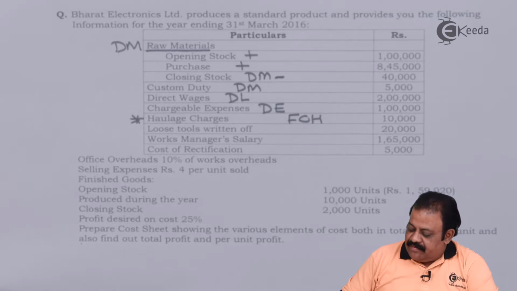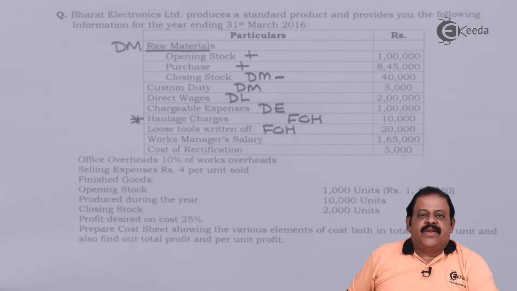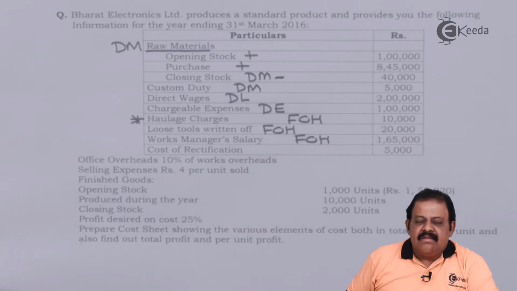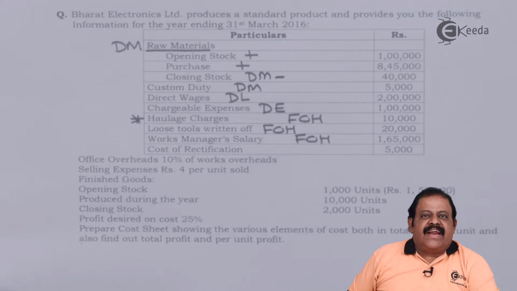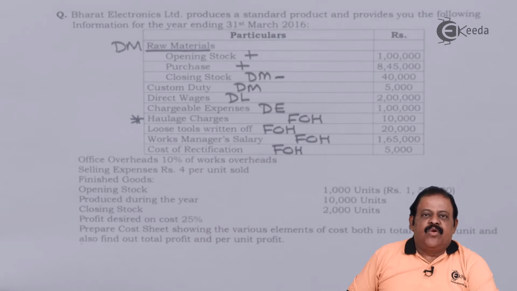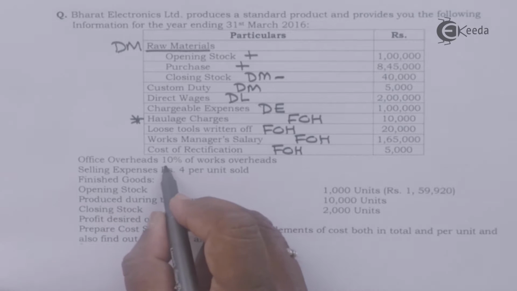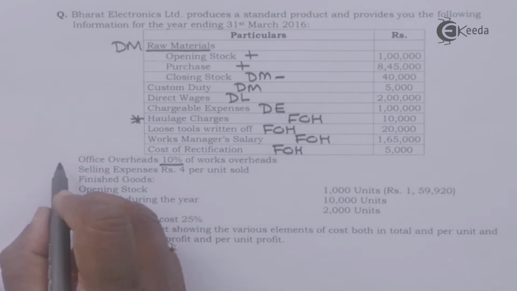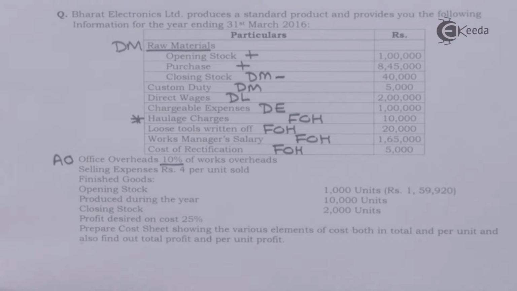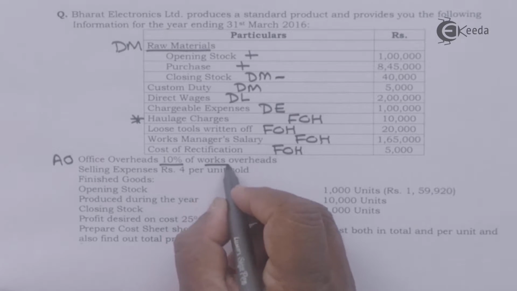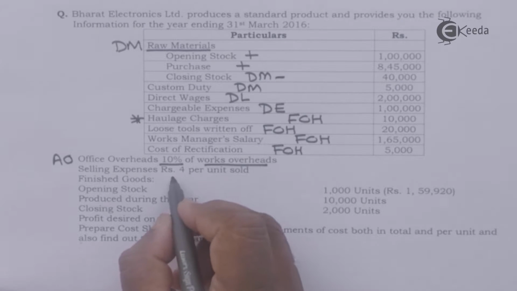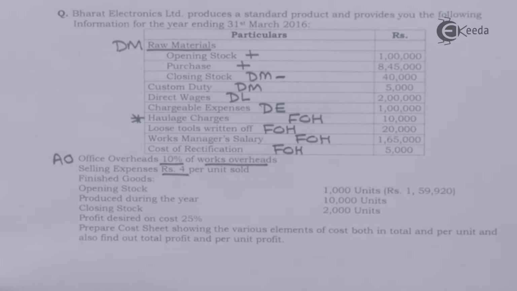Loose tools written off, factory overheads. Works manager salary, factory overheads. Cost of rectification of defective work, factory overheads. Office overheads, 10% of works overheads. This is the information of administration overheads. They are based on 10% of factory overheads, works overheads. Selling expenses, rupees 4 per unit sold.